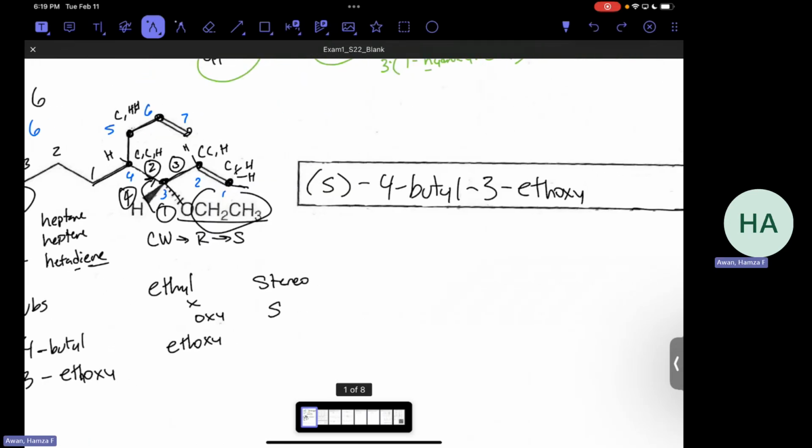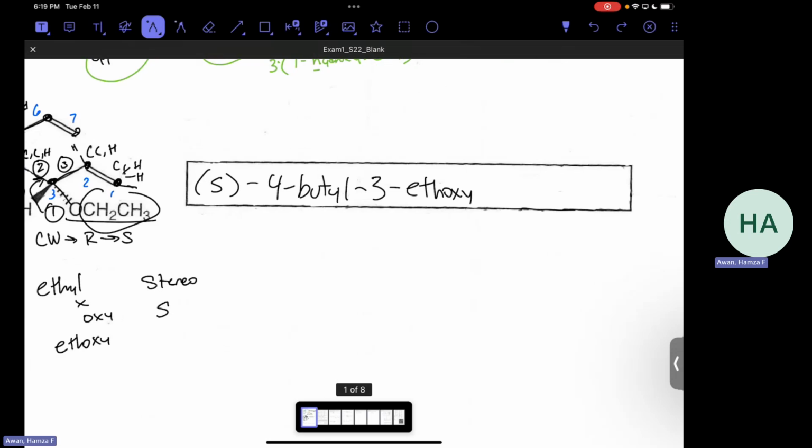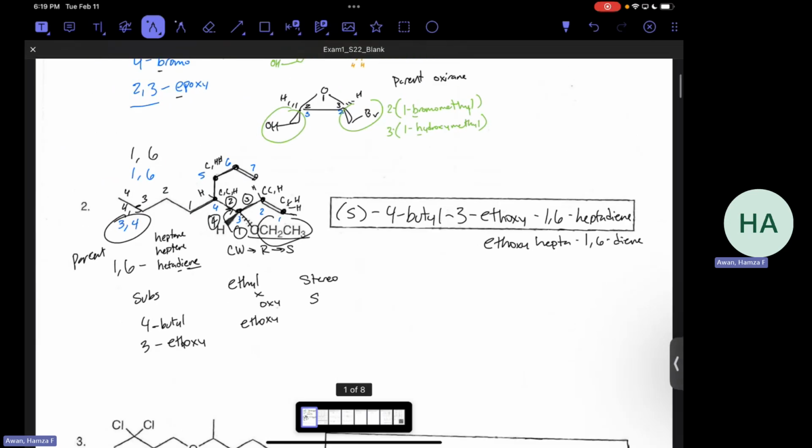And then 1,6-heptadiene. So dash 1,6 dash heptadiene. And you can also write that ethoxy hepta dash 1,6 dash diene. All right. Any questions on that?